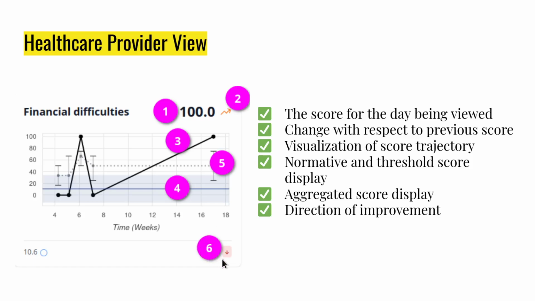Finally, we show the meaning of this score. So if the score indicates that the arrow is red and down, it means that for this score to show an improvement, ideally there should be a reduction.